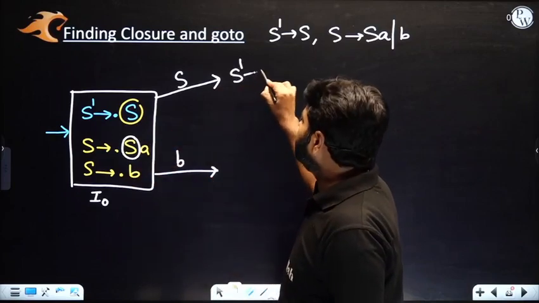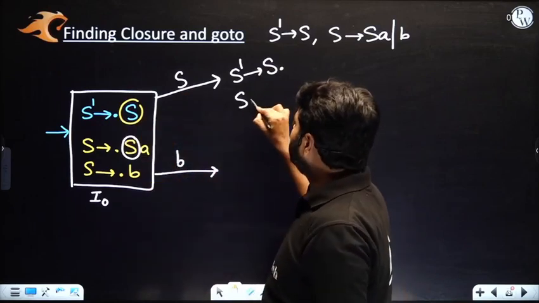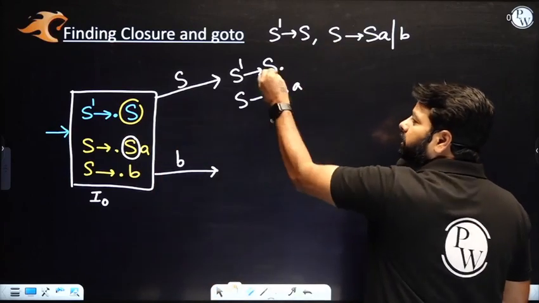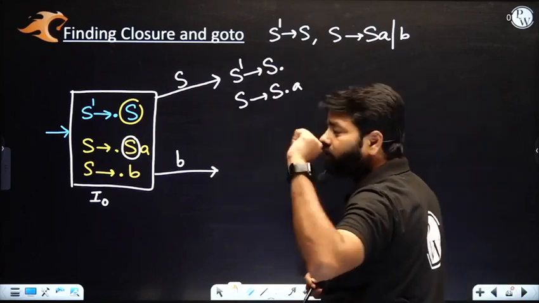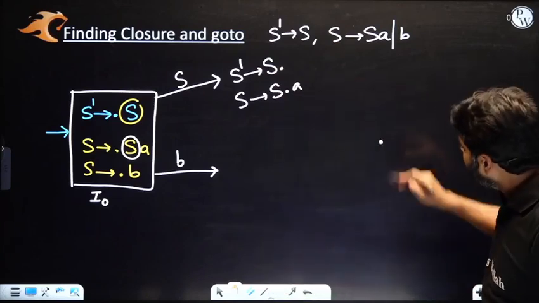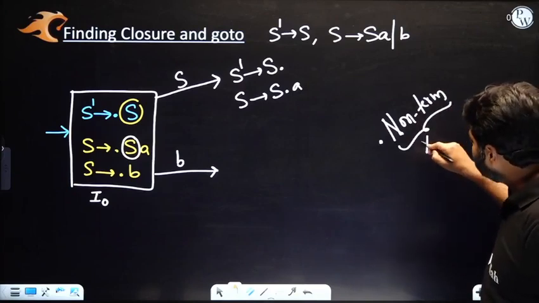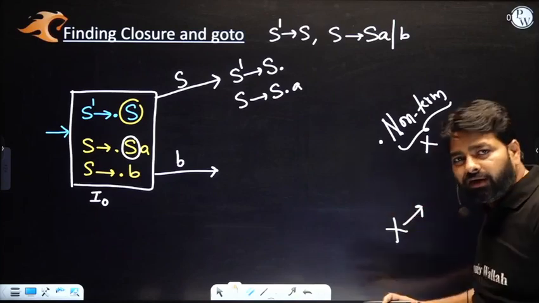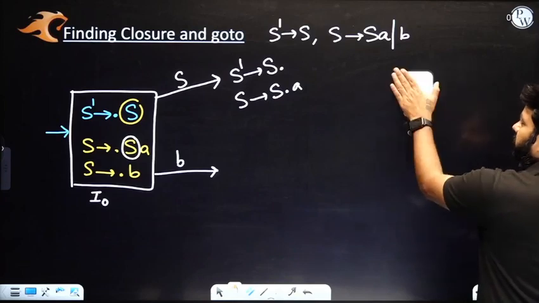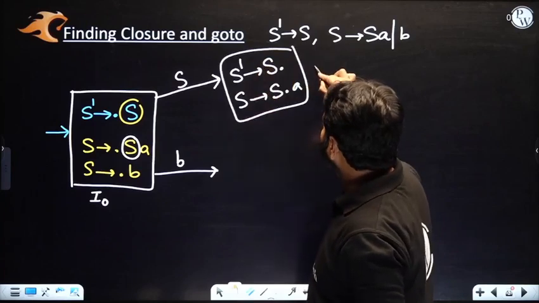Now here S dash derives S dot, because we are reading S, the dot will move to the next. Here S derives S dot A. These two, and apply the closure on this. After the dot no one, so closure will end. After the dot small a, so terminal also we don't do anything. We will do it only when after the dot there is a non-terminal, say X, then we will write X arrow; otherwise we never do. It has to be a non-terminal. So focus on the point I am discussing now. Terminal is there, so no expansion, so close this state and name it, let's say, I1.